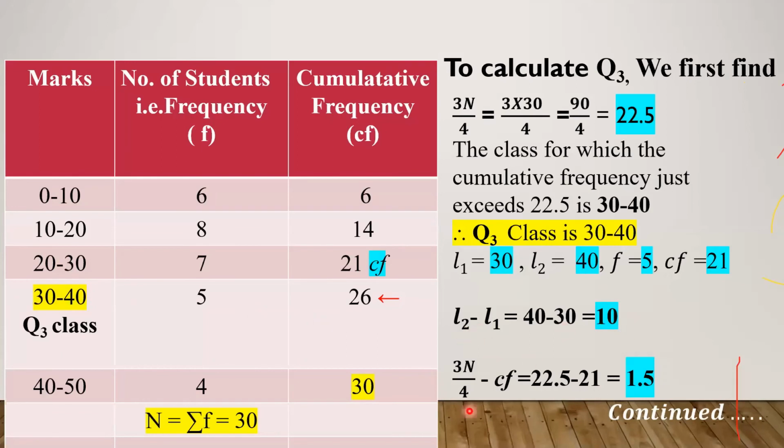What is 3n by 4 minus CF? Look at what is 3n by 4. It is 22.5. So 22.5 minus what is CF is 21. So 22.5 minus 21, it is 1.5. So I got all the values which are required in the formula. Now I will go apply the formula.